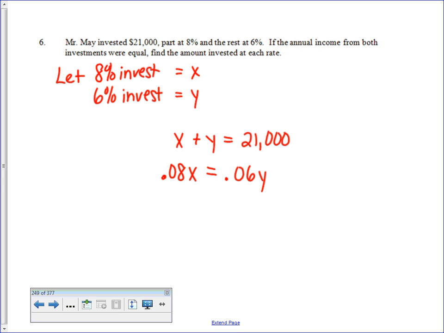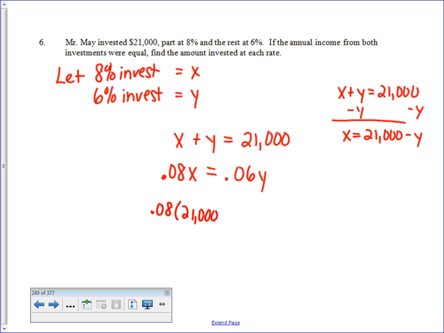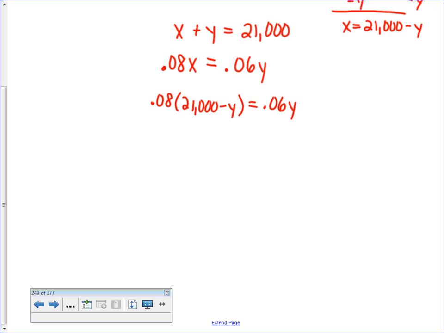I personally would solve using substitution. So I would take my first equation, x plus y equal to 21,000, and I'm just going to solve for x. So I'm going to get x to equal 21,000 minus y. Now, every time in the second equation I see an x, I am going to substitute in 21,000 minus y. And again, there's many ways that we can do this. I am just trying to do it the simplest way that I see it, and this is the way I see it. Now I'm going to take this and distribute, and I'm going to get 1,680 minus 0.08y is equal to 0.06y.